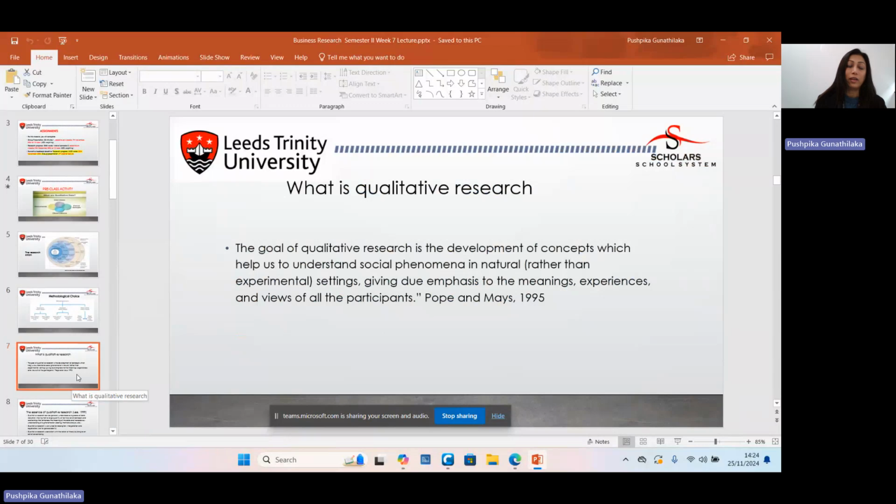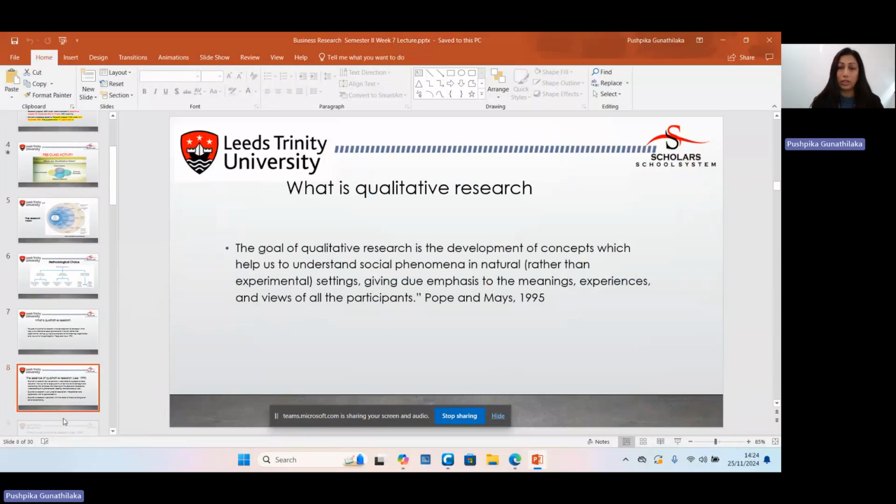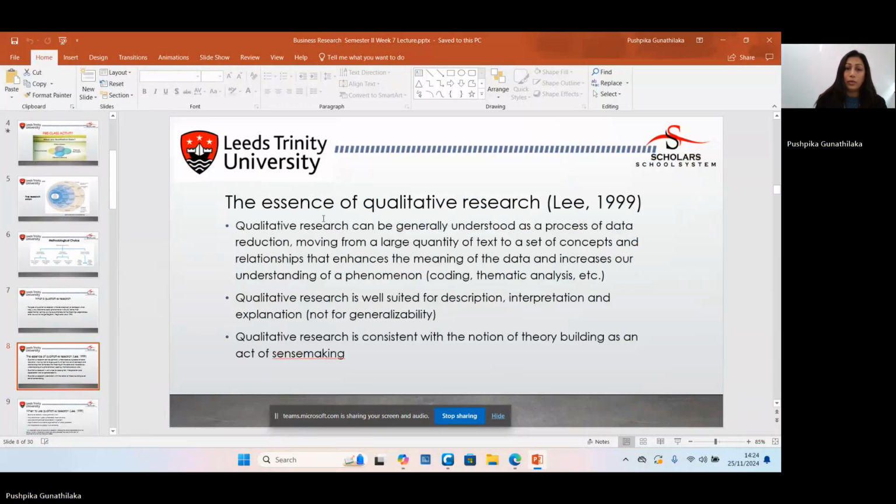It is a kind of exploration. So in qualitative research, we collect lots of data, lots of information, lots of explanation. Using methods like thematic analysis, we will analyze them. And this method is well suited when we need more description, more interpretation, and more explanation.